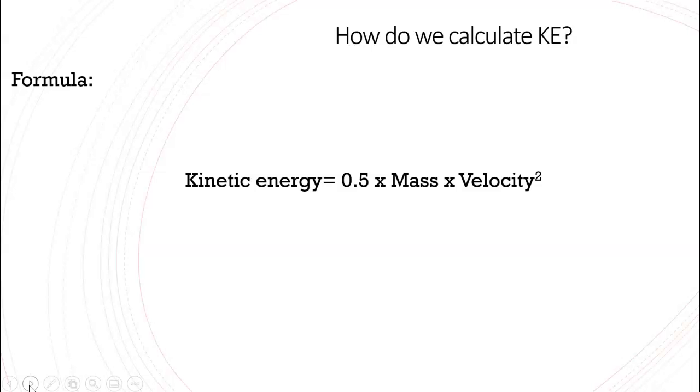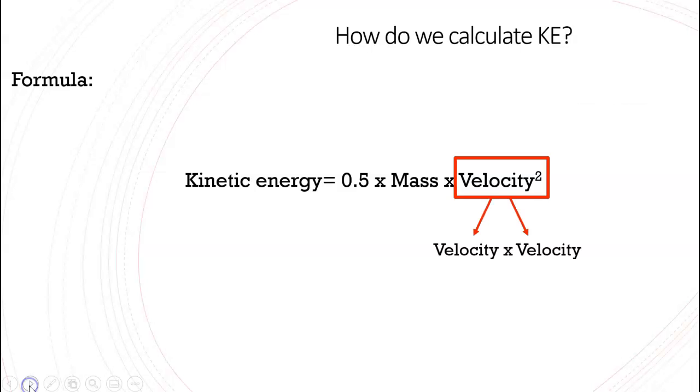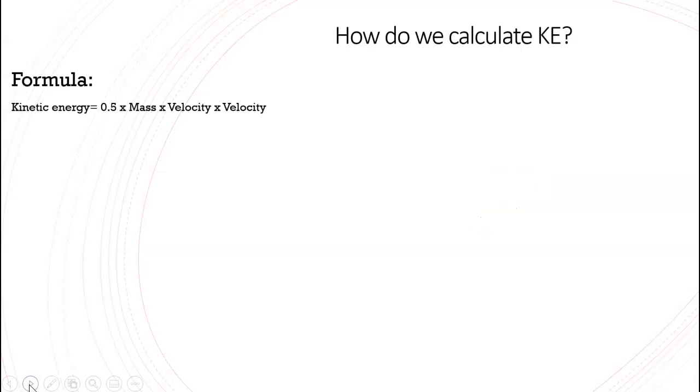So I've got the formula here. We've got kinetic energy equals 1/2 times the mass times velocity squared. Wait a minute. What does this velocity squared thing mean again? Remember that velocity squared means it's the velocity times the velocity, so that's not too bad. So we're going to put that over here in the corner so we remember what it is.